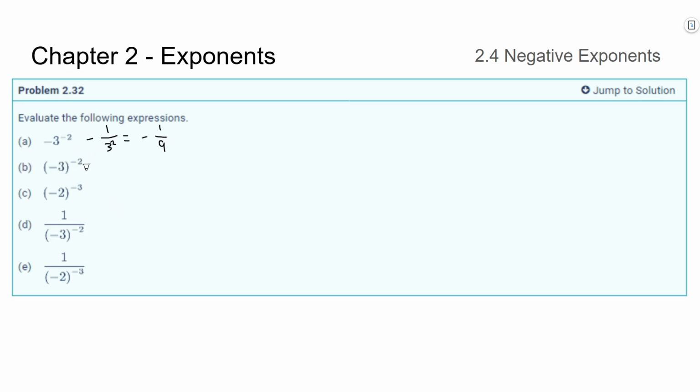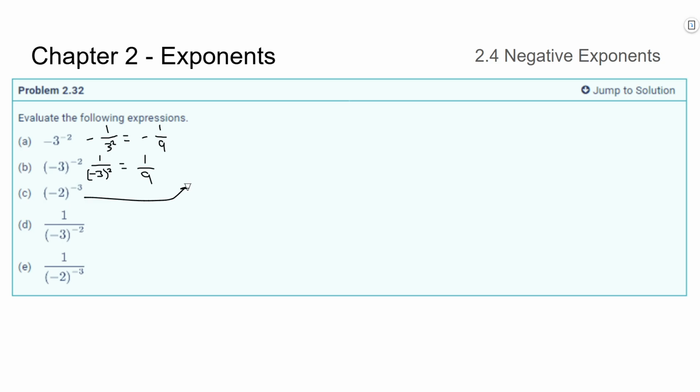Second one here. Now the negation is inside the parentheses. So now this exponent gets applied to the negative also. So this is going to be the reciprocal of -3 squared. Well, -3 squared would be -3 times -3, and a negative times a negative would be a positive, so this would be positive 1/9.